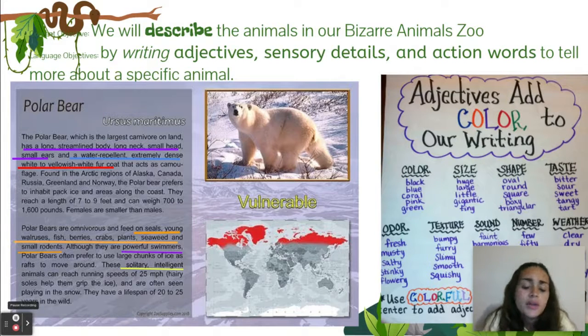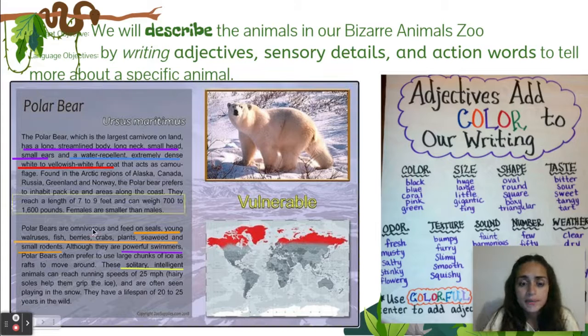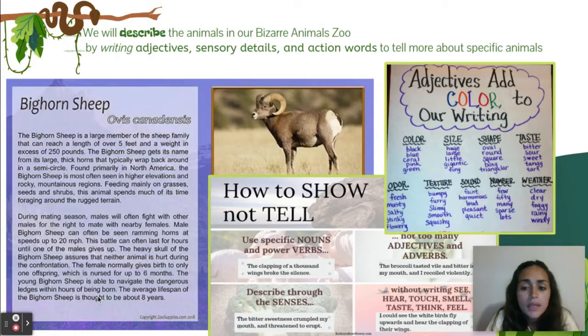In the next paragraph, the author gave us specific examples of what the polar bear eats, such as seals, young walruses, fish, etc. And they also described the animal as being powerful, intelligent, solitary. Additionally, I would like to point out that many times another use of descriptive language is the use of numbers, such as how long the polar bear is, 7 to 9 feet, how much it weighs, and their lifespan of 20 to 25 years. Here's another example of the bighorn sheep.